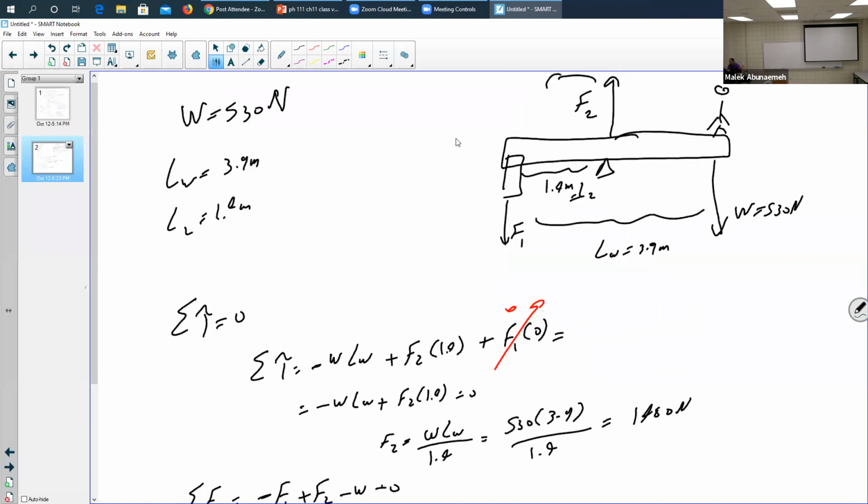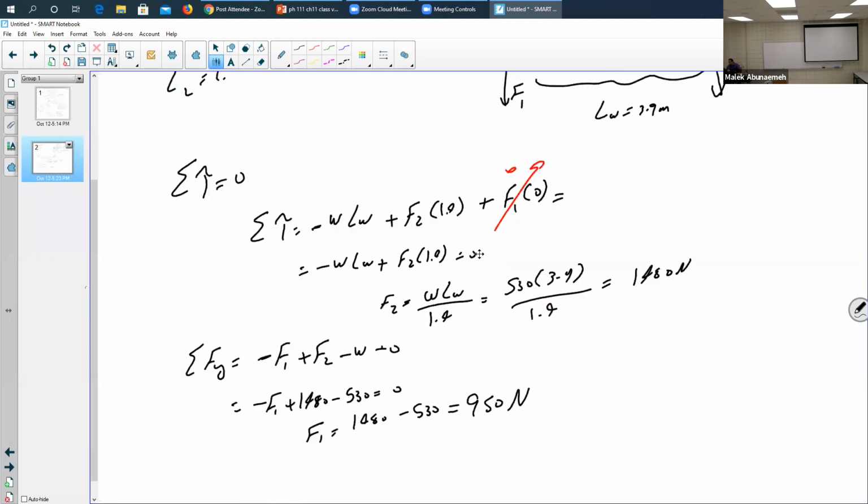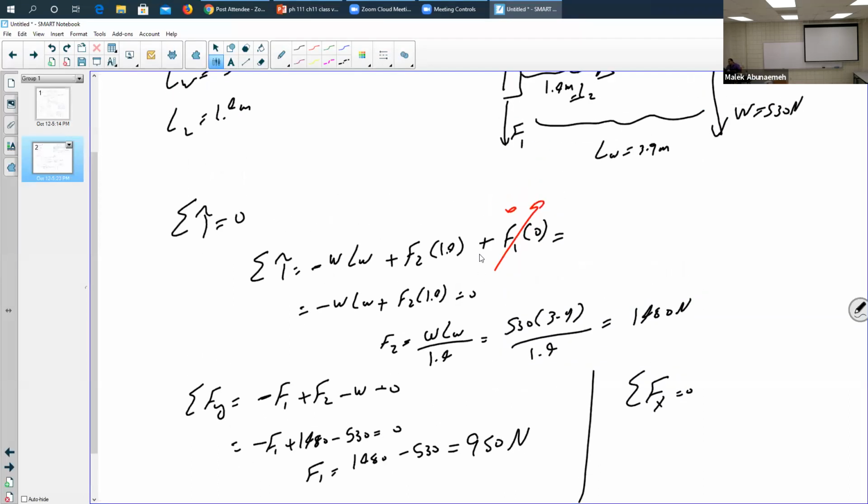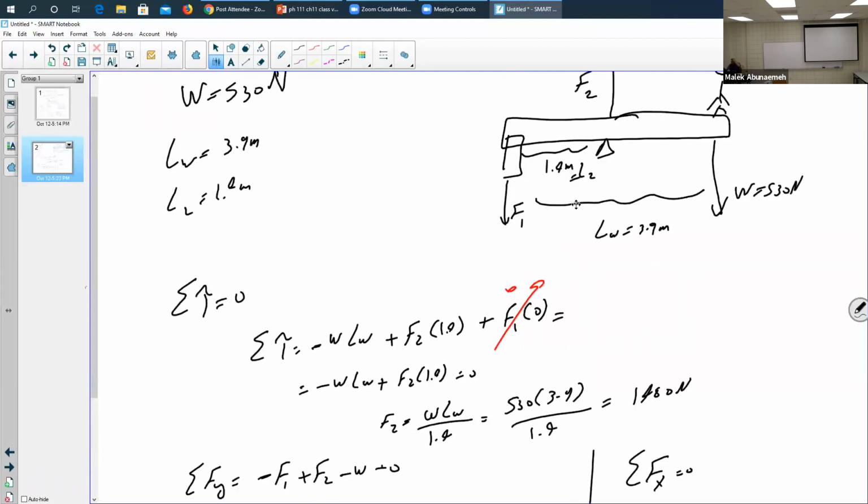You can look at all the forces in the x direction also, which have to equal 0, and in this case, we don't have any forces in the x direction. Everything is going in the y direction, so all the force in the x direction is 0. So it's in total equilibrium. Now let's see.